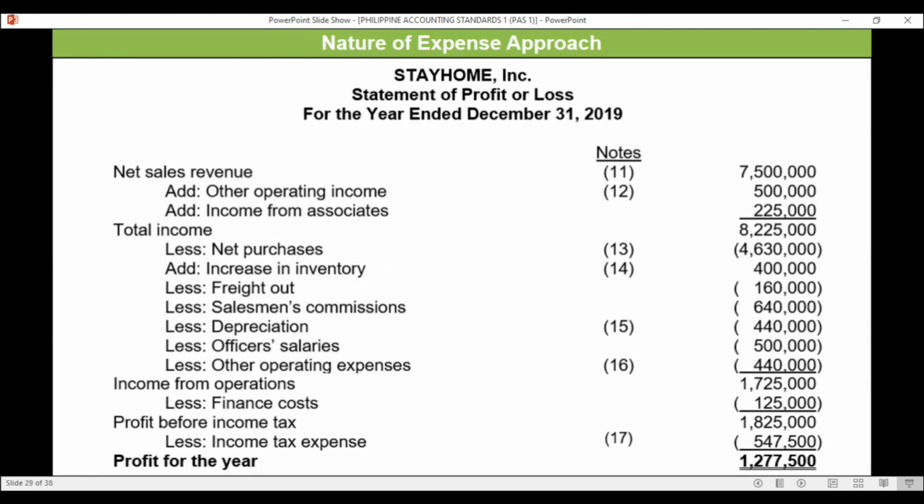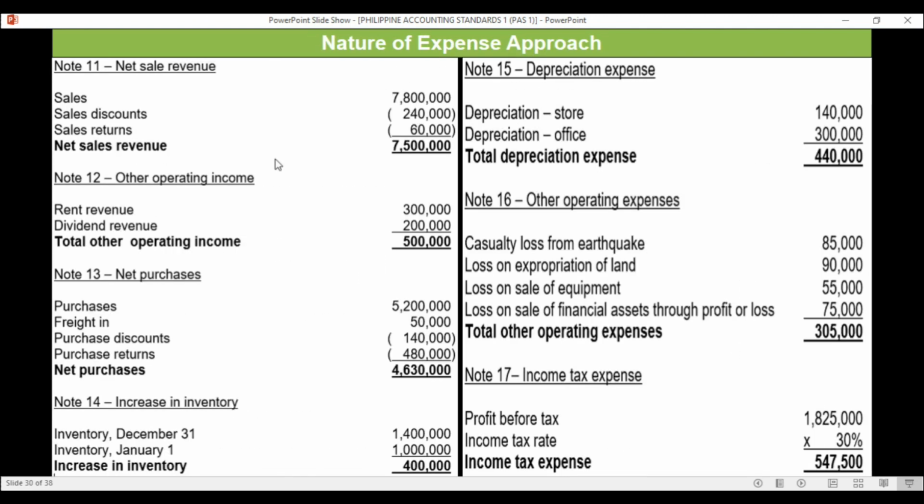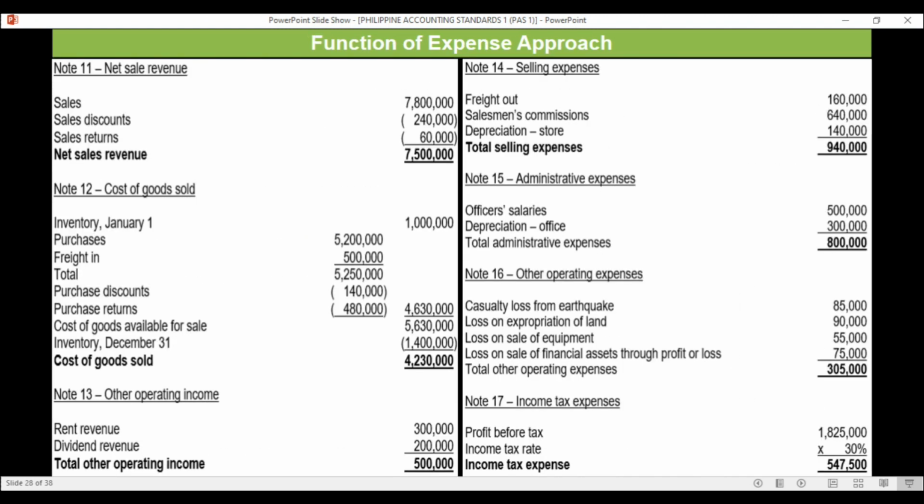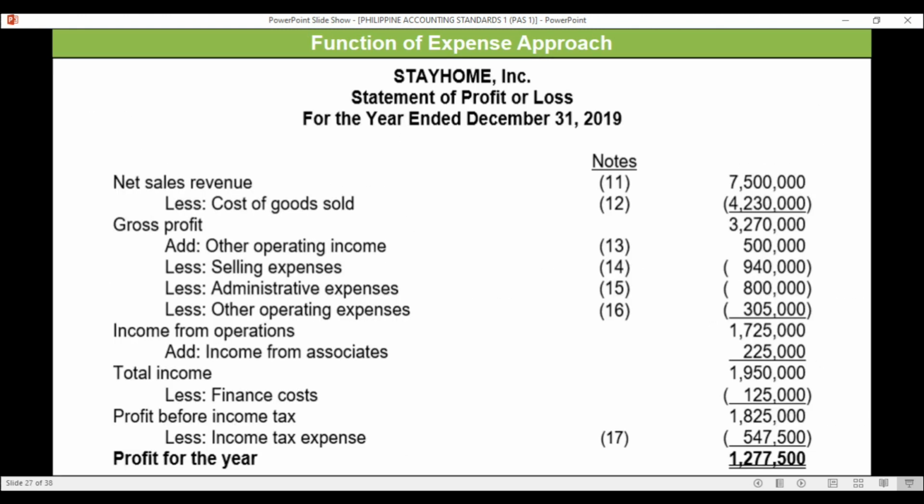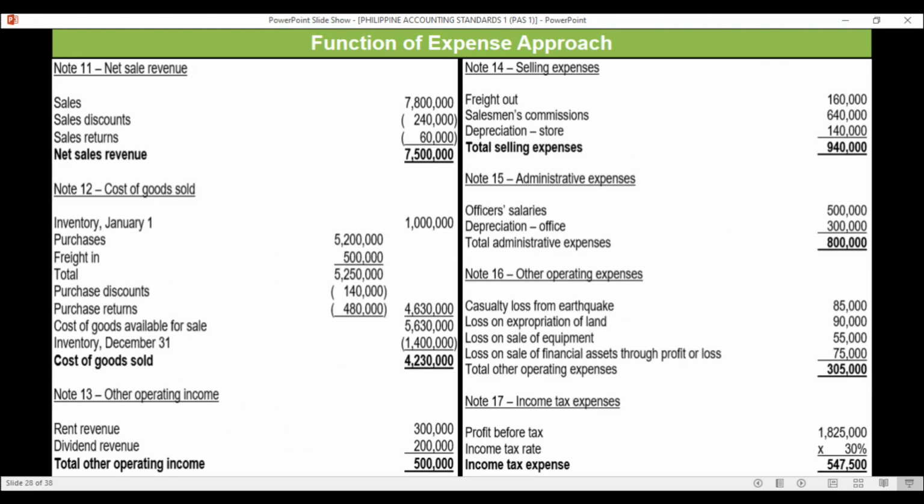So for the notes for the function method, we are actually computing for the cost of goods sold, computing for total other operating income, total selling expenses, total administrative expenses, total other operating expenses, and for the income tax expense.